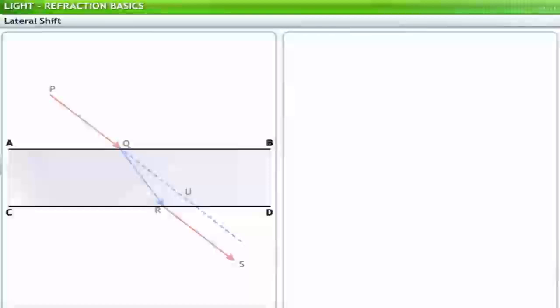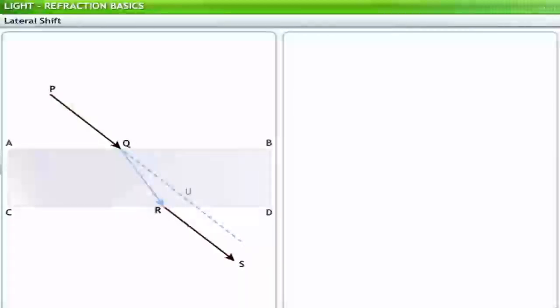Since the faces AB and CD of the slab are parallel, the ray RS is parallel to PQ. Hence, in total, the deviation of the light ray is 0, but the ray is shifted laterally. The perpendicular distance between the emergent ray RS and the incident ray PQU is the measure of the lateral shift and is denoted by S. RU represents this lateral shift in the figure.